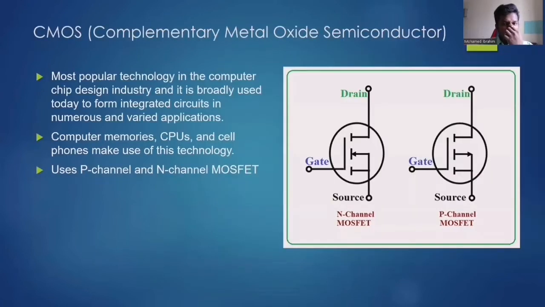First, CMOS. The term CMOS stands for complementary metal oxide semiconductor. This is the most popular technology in the computer chip design industry, and it's broadly used today to form integrated circuits in numerous and varied applications. Technologies made using it include computer memories, CPUs, and cell phones. It uses P channel and N channel MOSFETs to design the circuits.